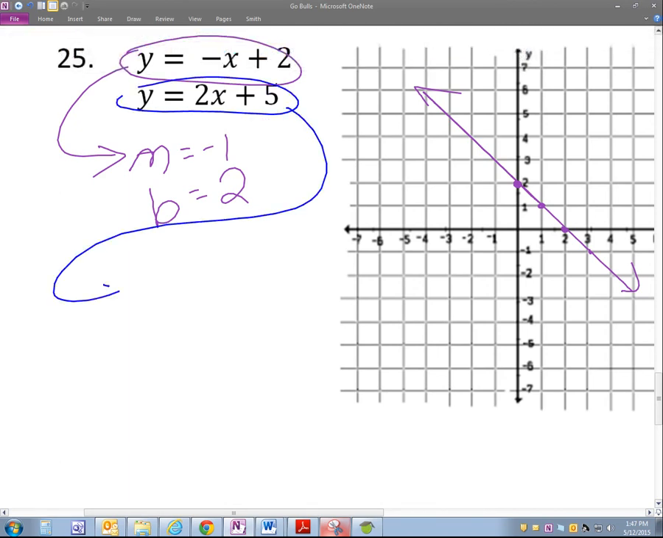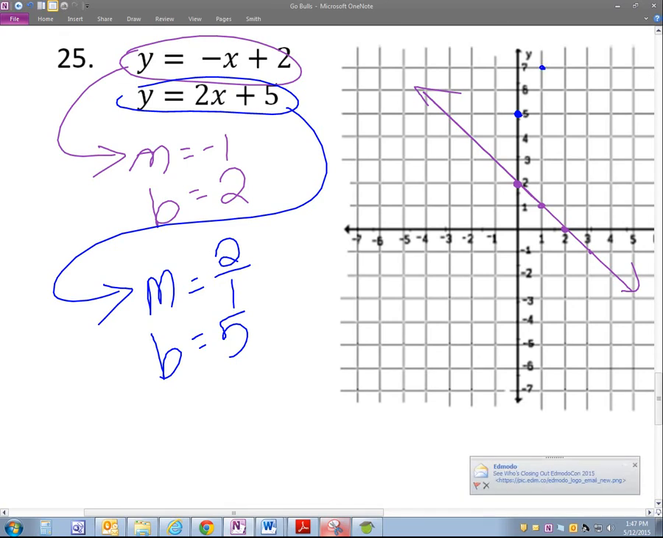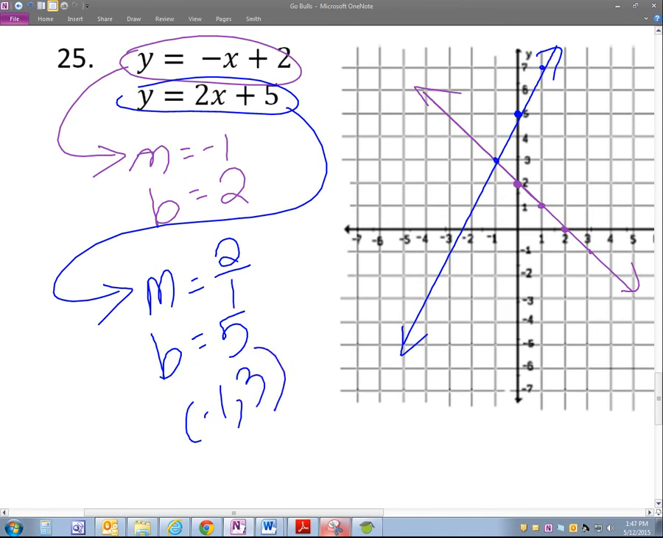Then I have this one, just saving time. m equals 2 over 1. b equals 5. So here's my 5. I have 2 over 1, which is up 2 over 1. Up 2 over 1. I found my solution. What's my solution? Negative 1, 3. Negative 1, 3. Checked it. Yeah.